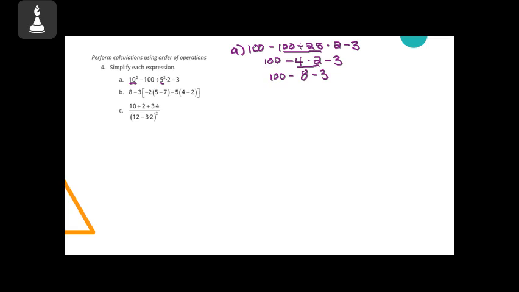Now I'm going to do addition and subtraction, of which there's only subtraction from left to right. So 100 minus 8 is 92, and if I subtract 3 more from that, I'm going to get 89 as my final answer.